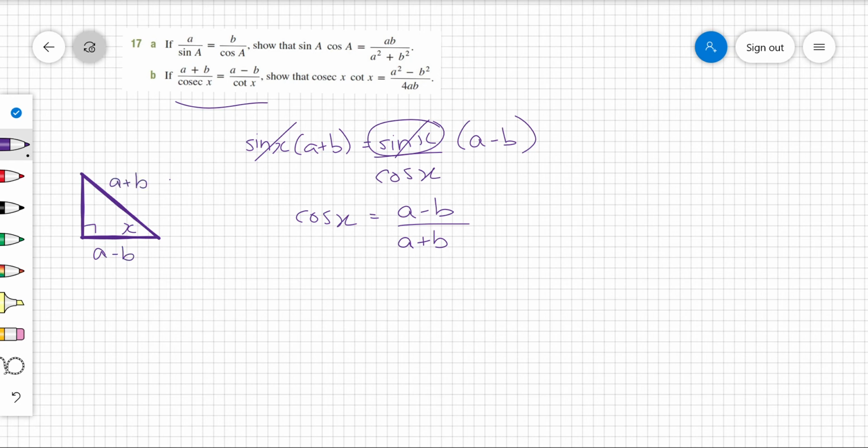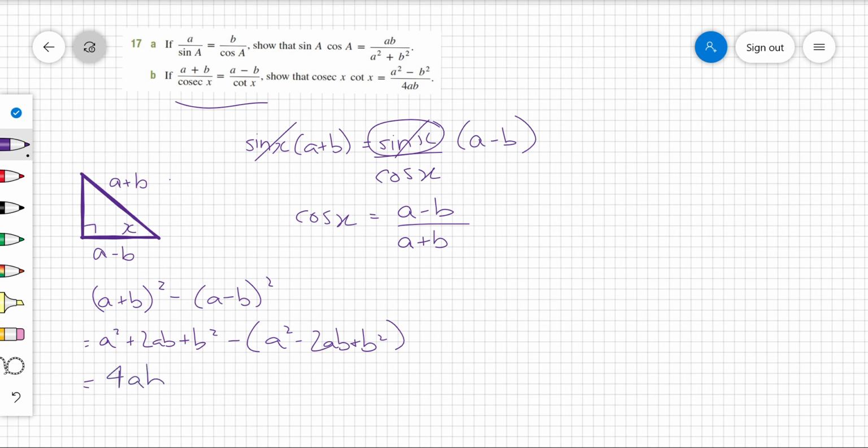Now, if I was finding the other side, I would want to first figure out what a plus b squared take away a minus b squared is. Both these terms would have an a squared and a b squared. It's just the middle term that's going to be different. So you see the a squared cancels with the a squared, the b squared cancels with the b squared, and you're just going to get that left. So I can see that this side over here will be the square root of 4ab.